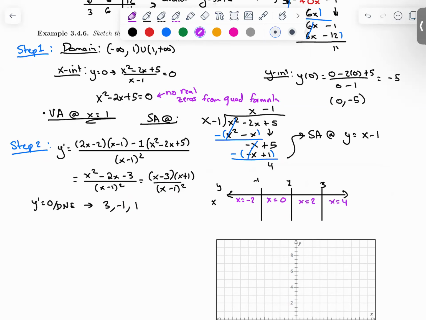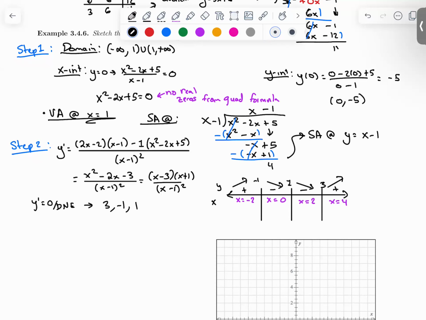And so you should plug in and fill out the sign chart. Pause it and try and fill it out yourself. So I'm just going to actually write the answers for you. So pause it, make sure you got it right. You should get increasing, decreasing, decreasing, and then increasing.